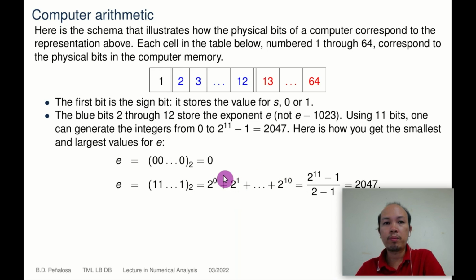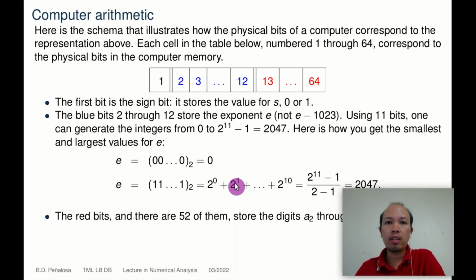Anyway, if you are doubting that this is equal to 2047, then you can try to use your calculator. And also from box 13 up to box 64, the real bits, there are 32 of them. Since all in all we have 64, we have 64 minus 12, which is 52.